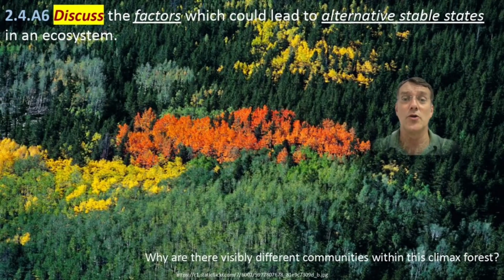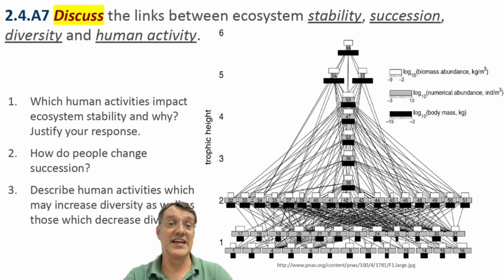Various factors can lead to alternative stable states within an ecosystem. This forest shows patches of different vegetation communities coexisting at the same time. These differences might result from variations in soil conditions, differences in microclimate from one side of a hill to another, past disturbance events like fires or storms, or historical contingencies, especially which species happened to arrive first. There are important links between ecosystem stability, succession, diversity, and human activity.